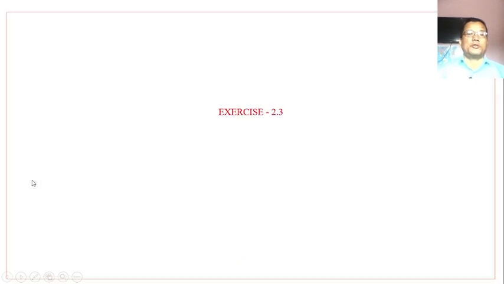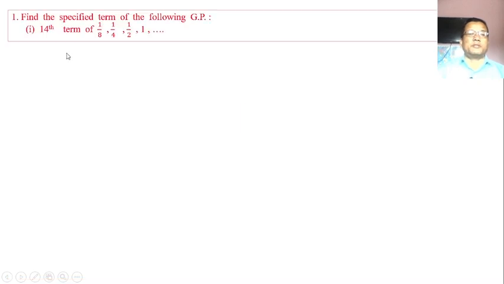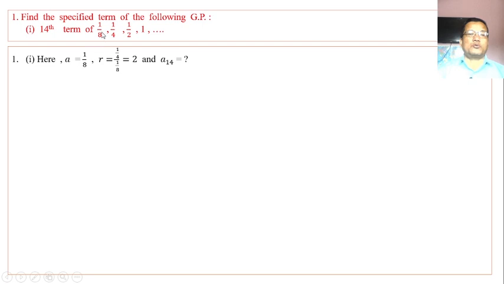Exercise 2.3 Geometric Progression. Find the specified term of the following GP, the 14th term of this GP. Here a is 1 by i and r is the second term divided by the first term, we get 2. Using this formula we get a14 equals a r to the power 14 minus 1, a is 1 by i, r is 2. Simplifying, we get 2 power 10, which is the 14th term of the GP.